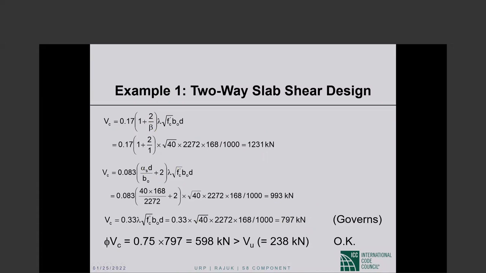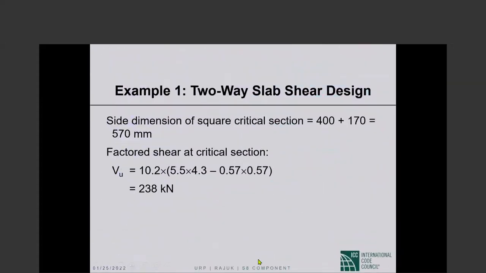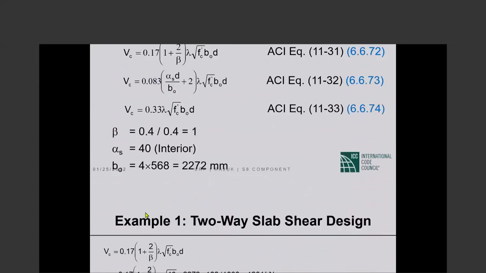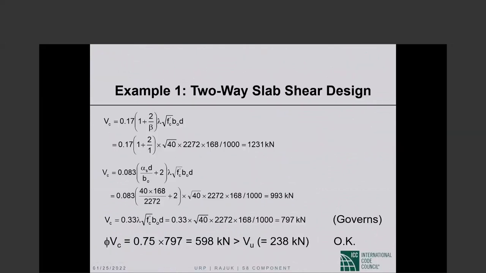So we have 4 square root of f sub c prime. 797 reduced by phi of 0.75 gives us 598, which is still larger than the required shear strength that we calculated of 238 kilonewtons. So if moment transfer is not in the picture, we have sufficient punching shear capacity, more than sufficient.